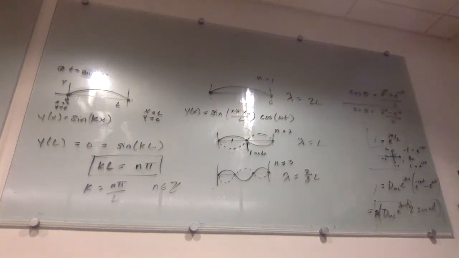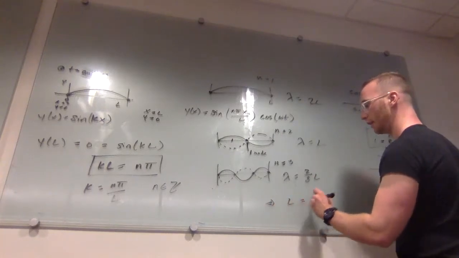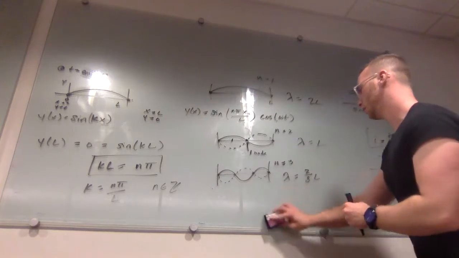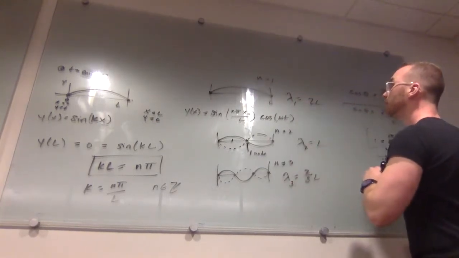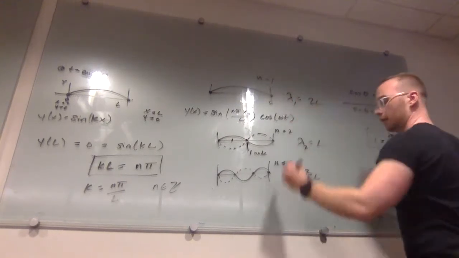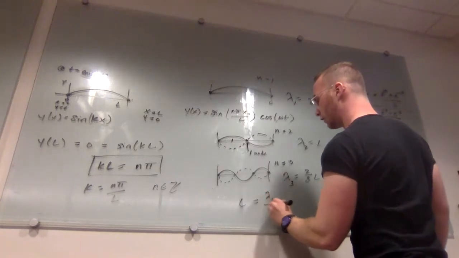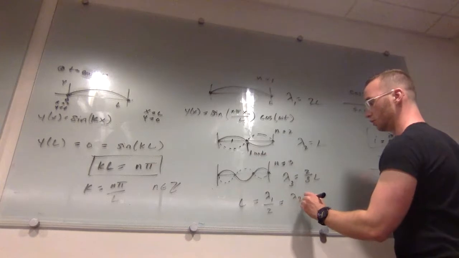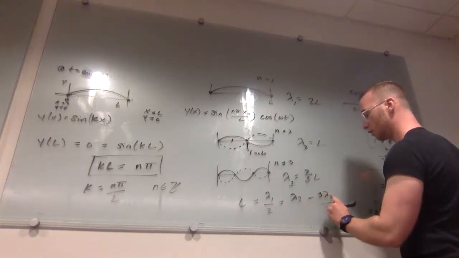And, well, it's a little hard to see now. But if you go the other way, where you say, let's say L is, so here, let's call this 3, 2, 1. And let's say, where do I want to say? L is lambda 1 over 2, which is also lambda 2, which is also 3 lambda 3 over 2.